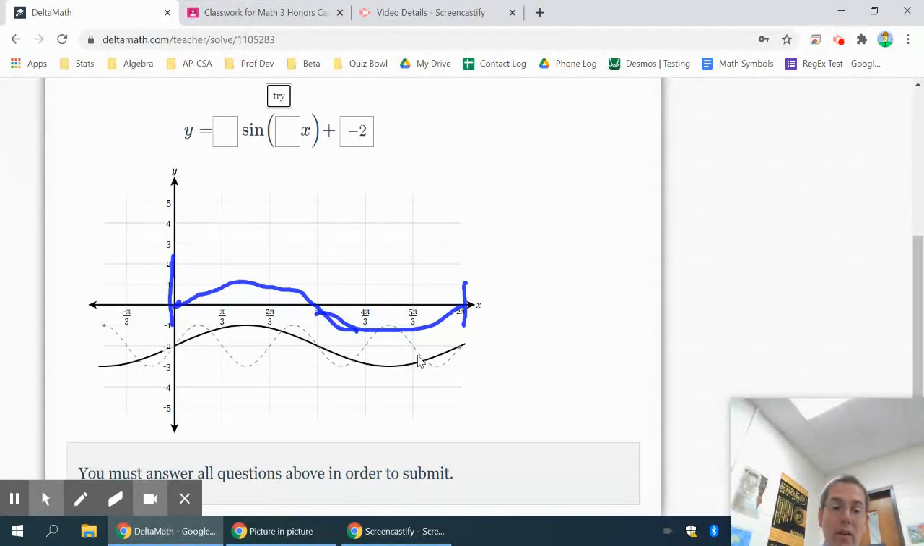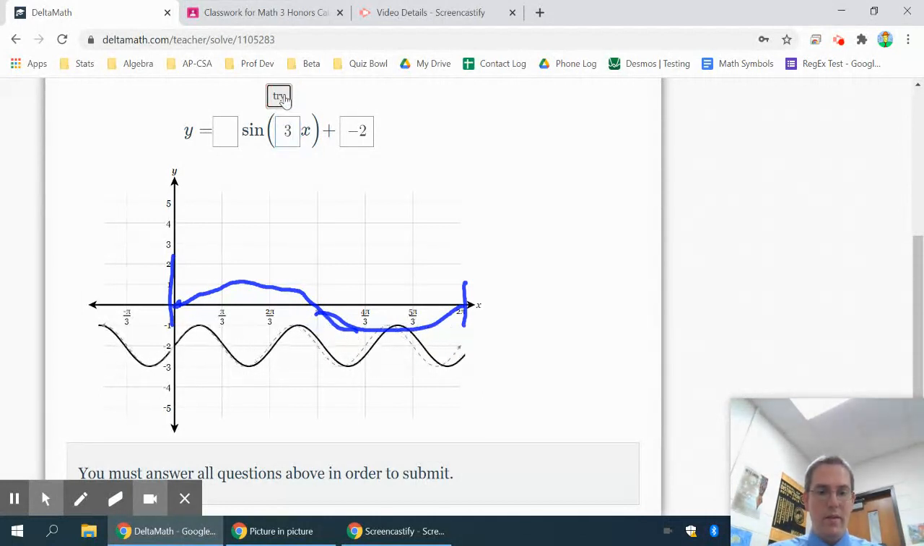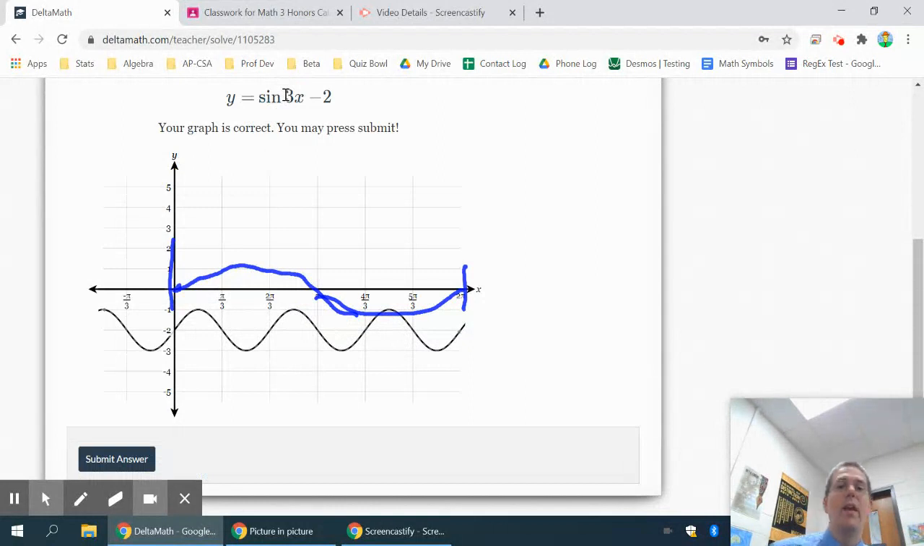The issue I'm having now is with the length of the cycle. Basically, I need to compress this graph horizontally. Remember, multiplying by a number there will compress it. So I could just guess and try a few things. You notice trying a 2 compresses it pretty okay. I could say, hey, that didn't quite do it. Let's try something else. I could try a 3. And that gets it.